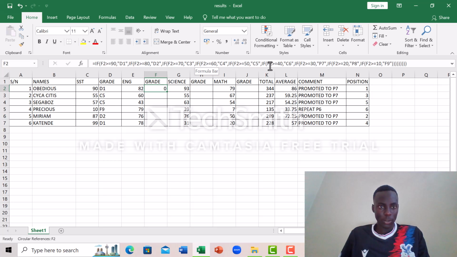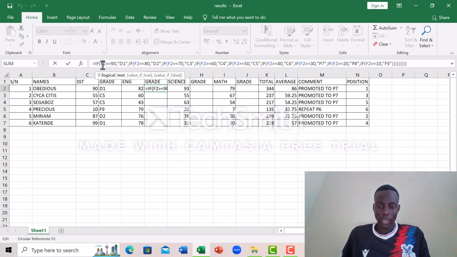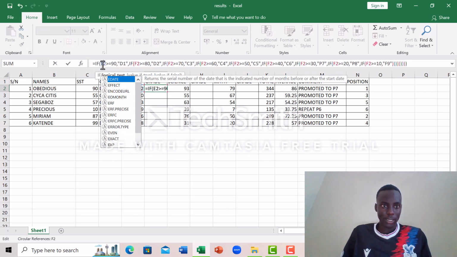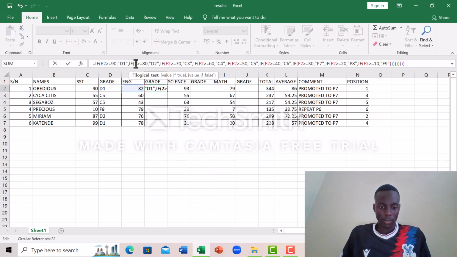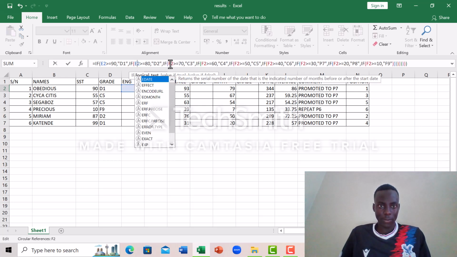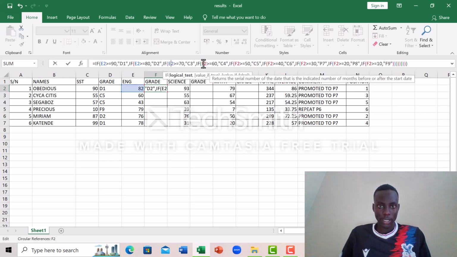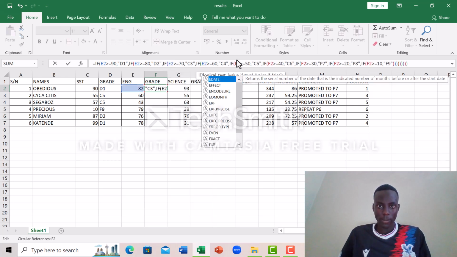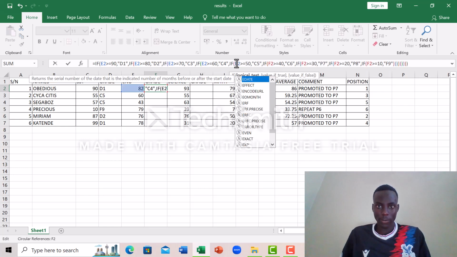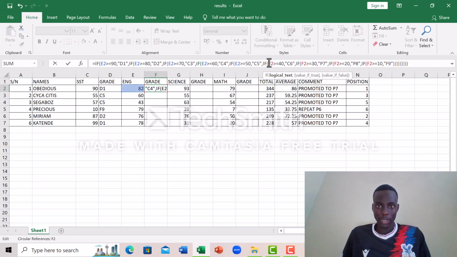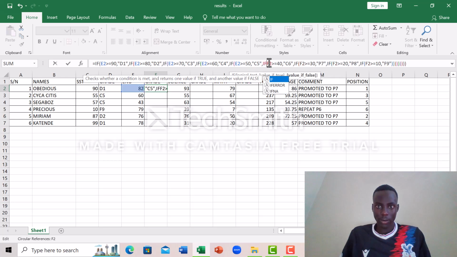No. It's supposed to be E2. Okay. E2. Let's say we're writing this F, but it's supposed to be E2, it is in the wrong reference. Where you see F, replace with E. Don't forget where you press F, replace with E, so that it can bring us the correct thing we need.